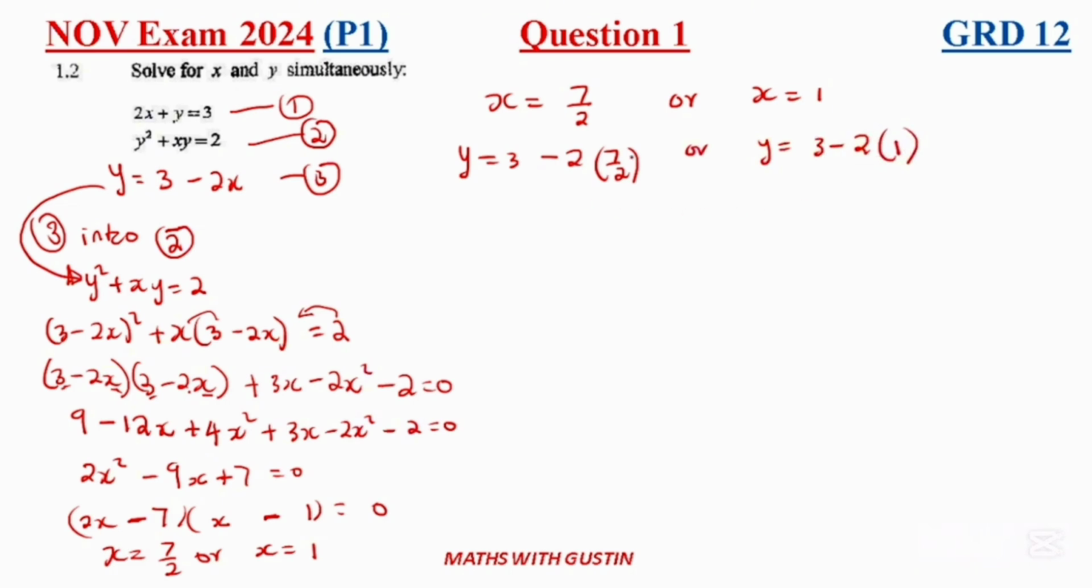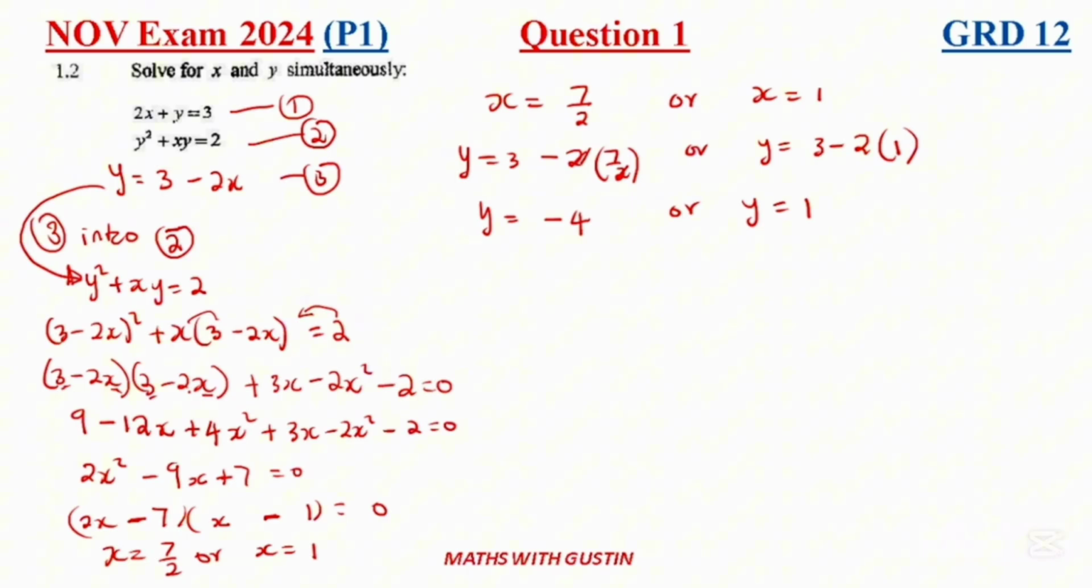Okay, therefore in this case you are going to have y is equal to, if you take that out, 2 and 2 would cancel out. 3 minus 7 is going to give us minus 4, or y is equal to 1. Okay, great stuff. And that's how you deal with a question like this one when it comes to simultaneous equations.